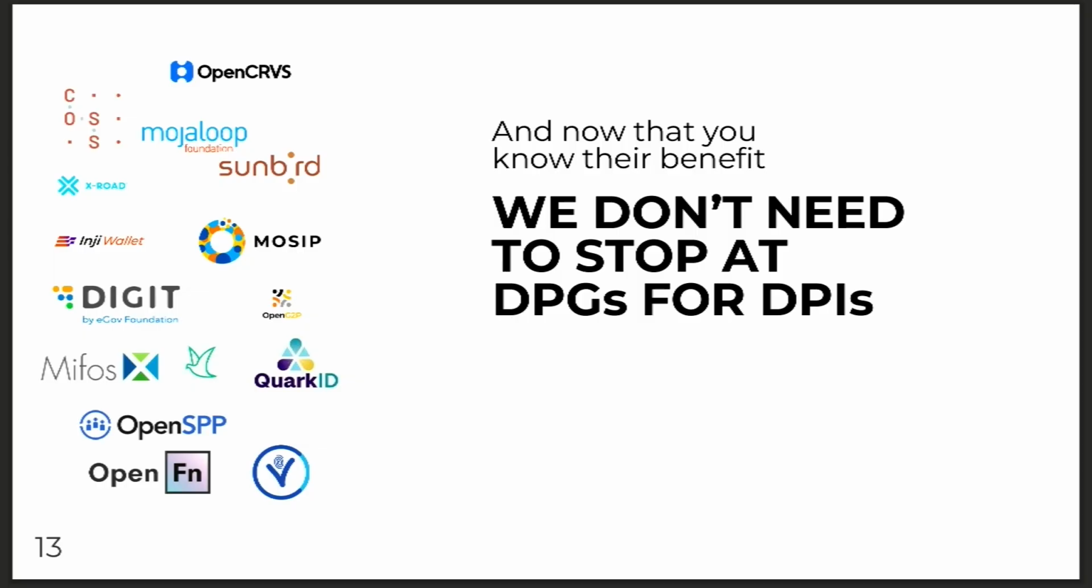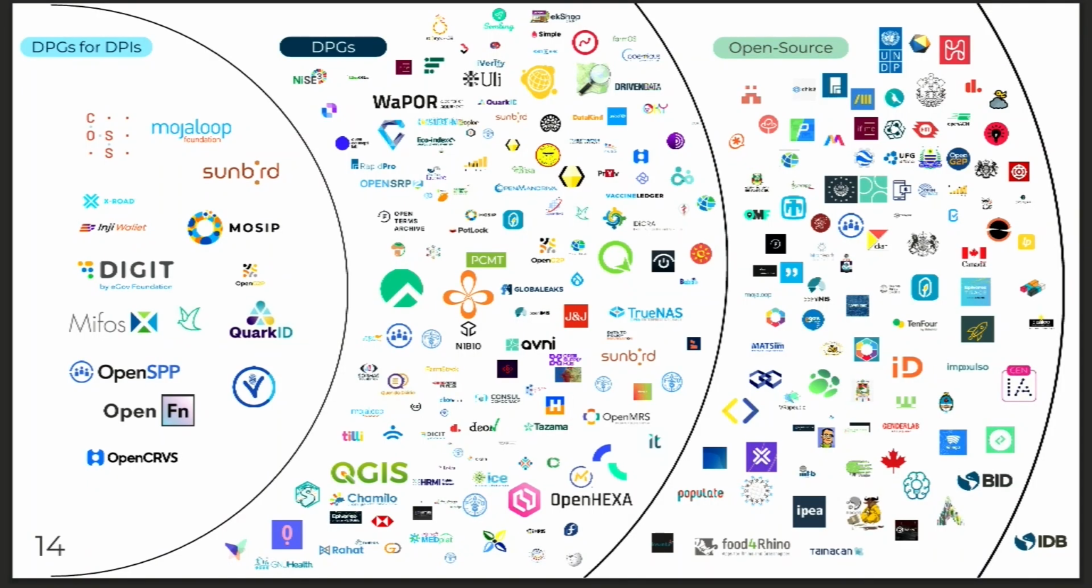But now that we know the benefits of DPGs for implementation of DPIs, we don't need to stop there. This is the ecosystem of open source. This small first part is the DPGs for DPIs. There are so many other DPGs. There are so many other open source solutions that are amazing and are still going through the certification of DPGs. Only on the Code for Development repository, we have 250 open source solutions.